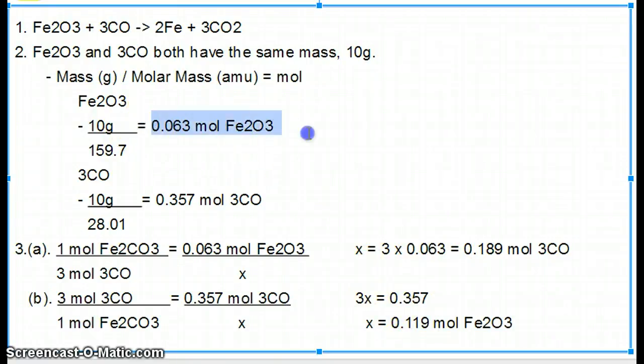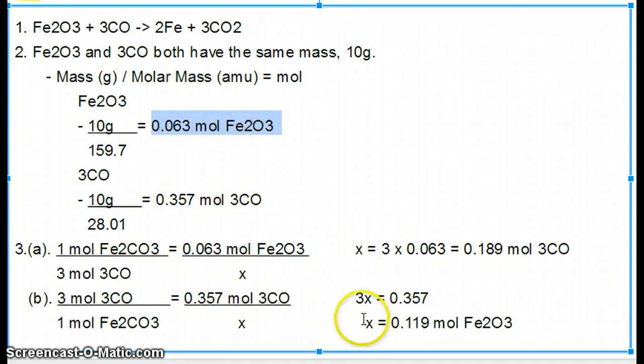this runs out before we're able to use all of this. It means that iron 3 oxide runs out before we're able to use all the carbon monoxide, showing that this is once again the limiting reagent.